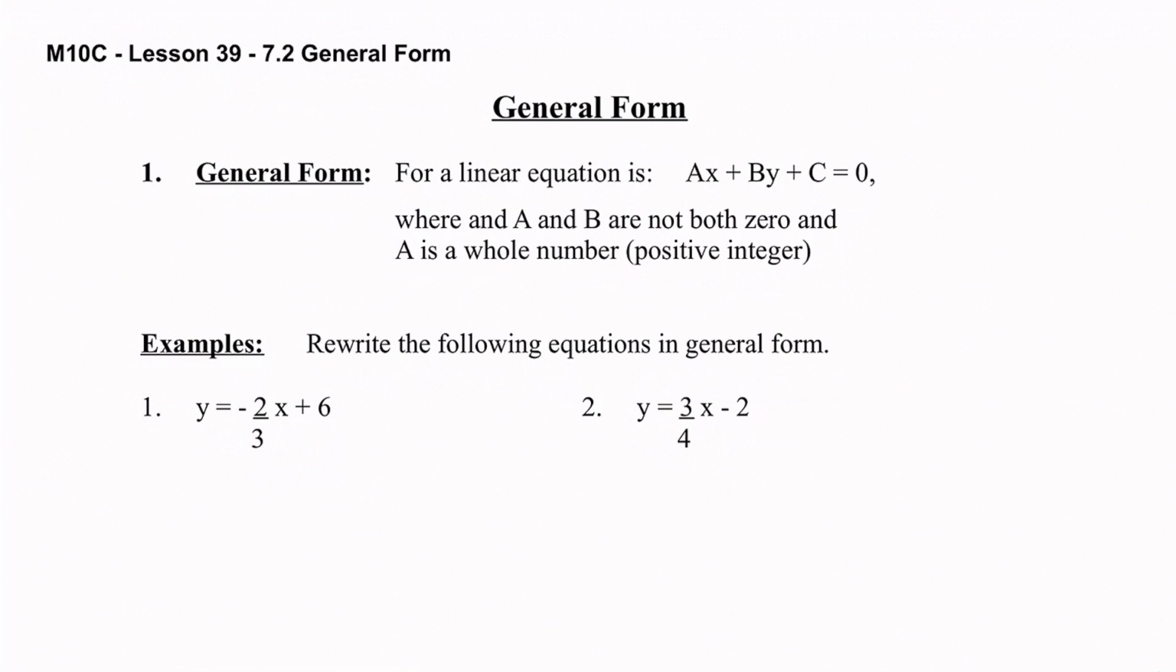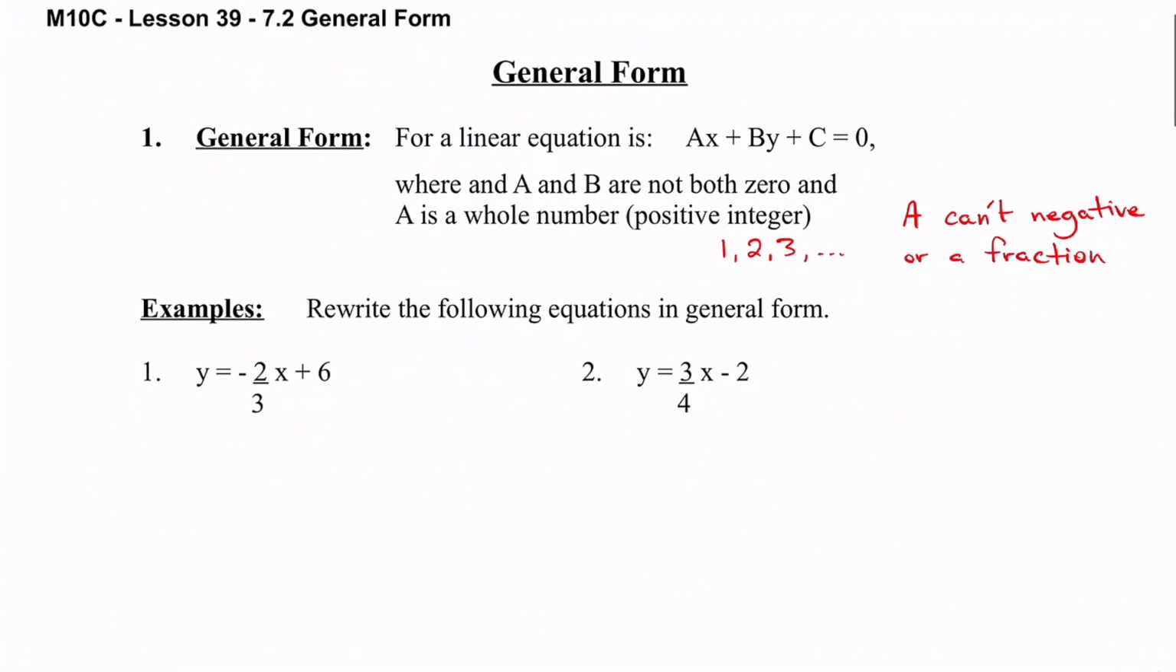There are some requirements though. A and b cannot both be 0. One of them could be 0, but not both. And a has to be a whole number. So that means it has to be a positive integer. So it's got to be like a 1, a 2, a 3, and so on. It can't be anything negative, and it can't be a fraction. So if ever a is negative or a fraction, you have to alter it so that it is not.